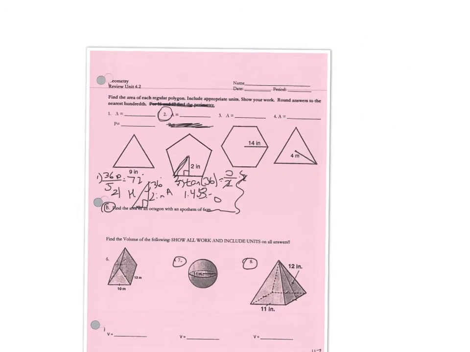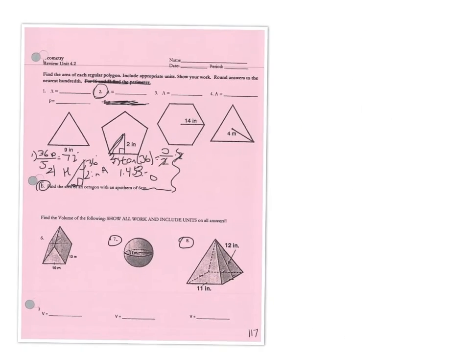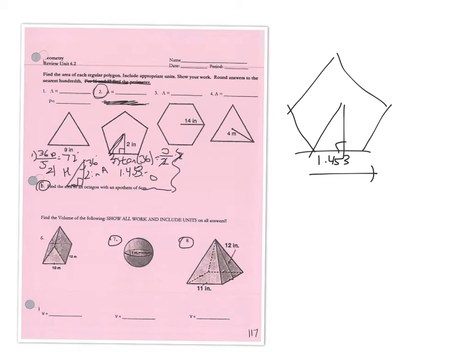Okay, so let me get a little more space over here. So that whole side length right there, this is 1.453, but I want this whole side, so I have to multiply by 2, which is going to give me 2.906. And that's the side length I'm going to use in my formula.